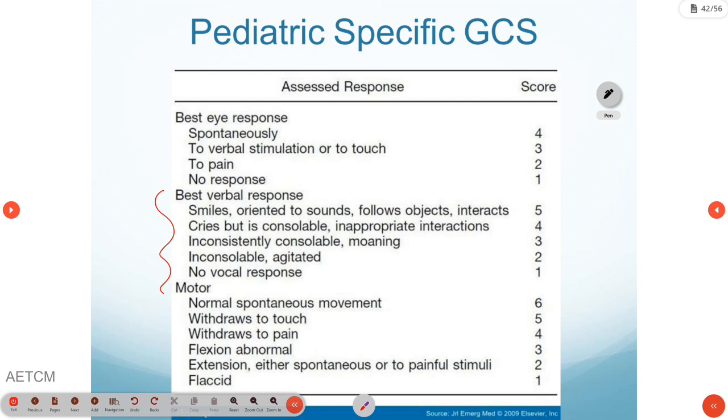So in the pediatric group, the most important thing is when we are suspecting a head trauma, we have to regularly monitor the GCS of the child. And we have to make sure that GCS is monitored in this manner. This is the difference compared to the adults. So this GCS thing we have to remember.